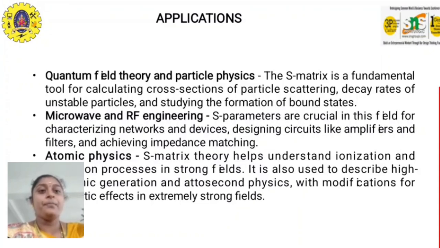Next, we use it in microwave RF engineering. Already we know that in microwave devices we use the isolator, circulator and directional coupler. S parameters are crucial in this field for characterizing networks and devices, whether a 2-port, 3-port or n-port network, and which devices they perform, and for designing circuits like amplifiers and filters and achieving impedance matching. These are the main applications in microwave RF engineering.